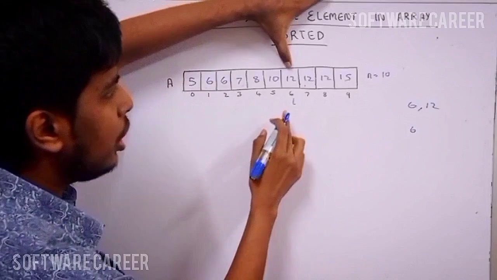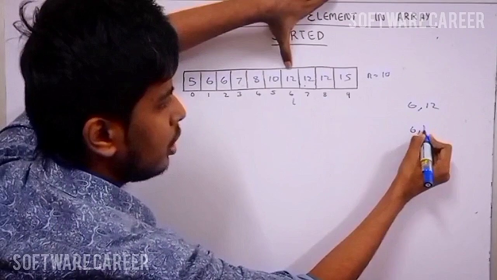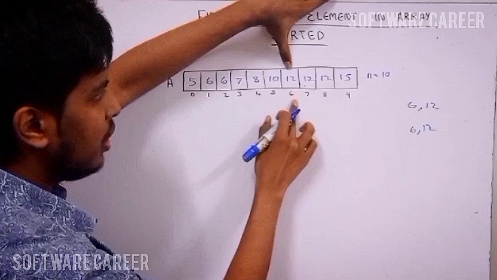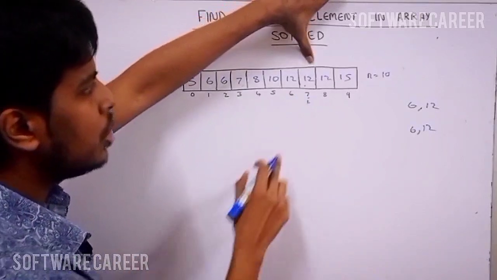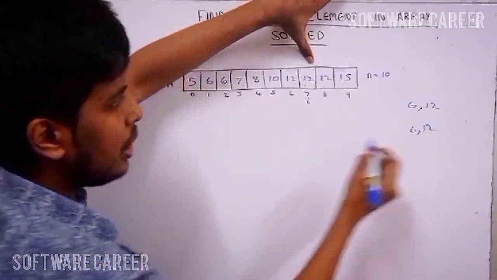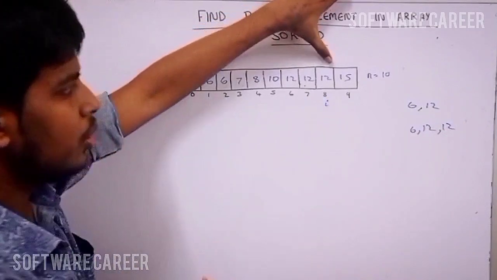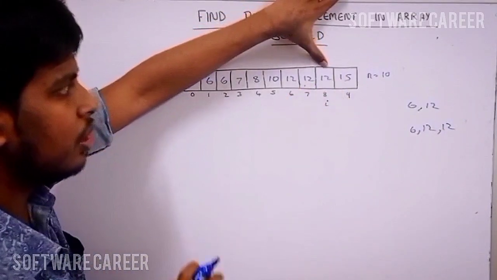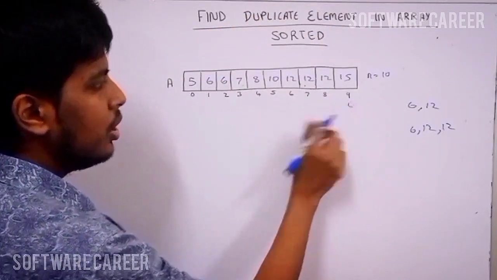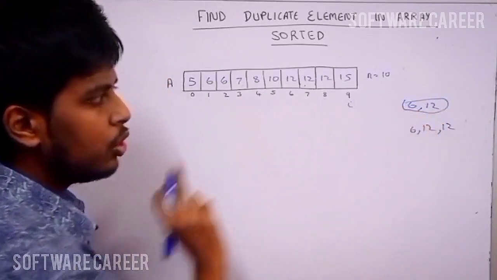Now check whether this a of i equals a of i plus 1. 12 is equal to 12. So you should print 12 as the duplicate element. Now increase i value. Now you should again check whether 12 is equal to this 12. Yeah. So 12 gets printed again. Now i value gets increased. Now check whether a of i equals a of i plus 1. No, 12 is not equal to 15. So you can't print. Now i value is here. Then it stops.